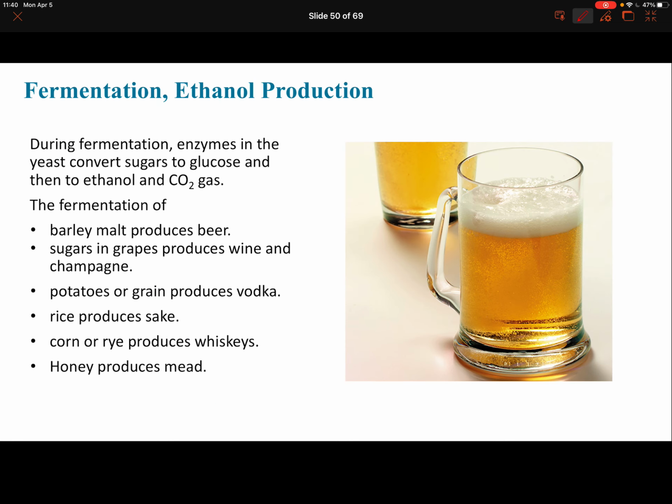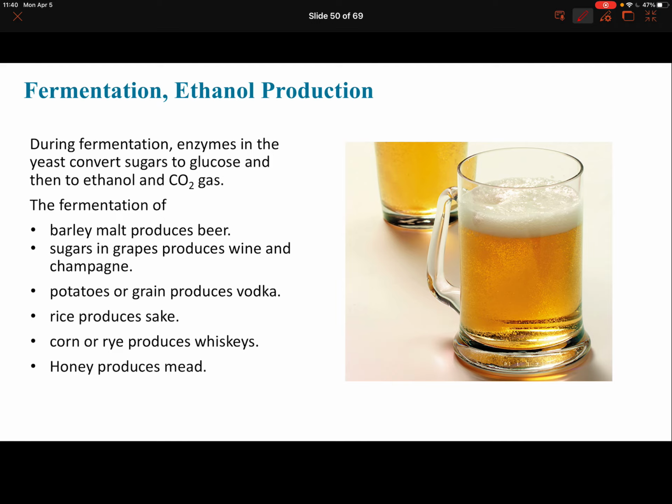So that's fermentation, of course. Depending on what you ferment, you get different products, right? Barley makes beer, grapes is wine, potatoes, vodka, rice, sake, corn or rye, your whiskeys, honey, of course, for my meads.